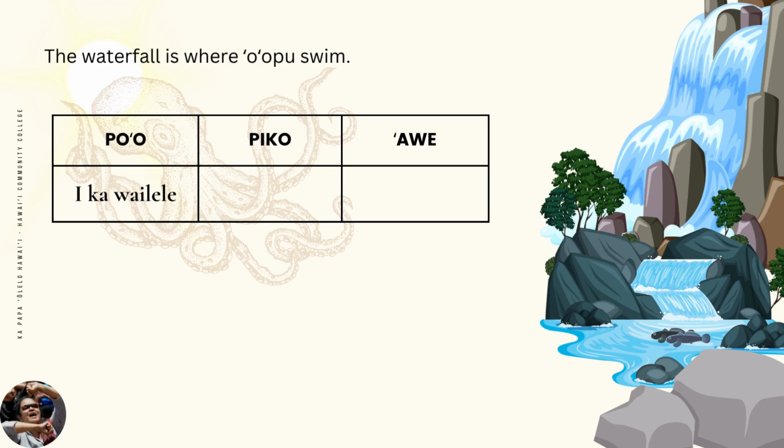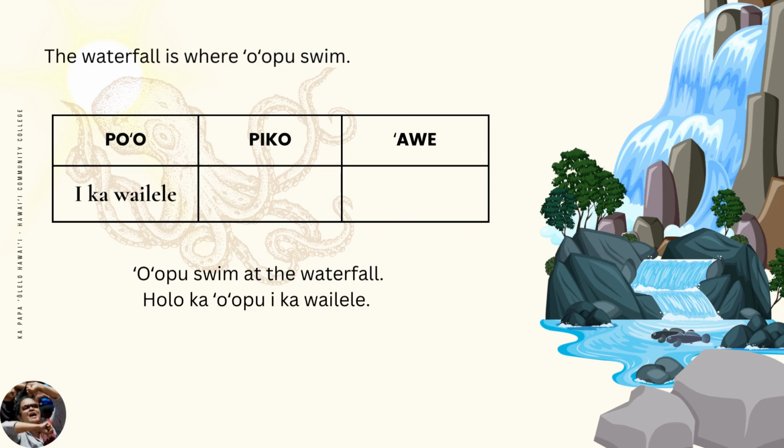Ika lele. Why do we put an umi in the poʻo? Think back to our pepeke painu, hoʻopu swim at the waterfall. Holo ka hoʻopu ika lele. For the kēia kūlana, we are taking the kūlana, which is usually in the ave of pepeke painu, and placing it in the poʻo for emphasis.